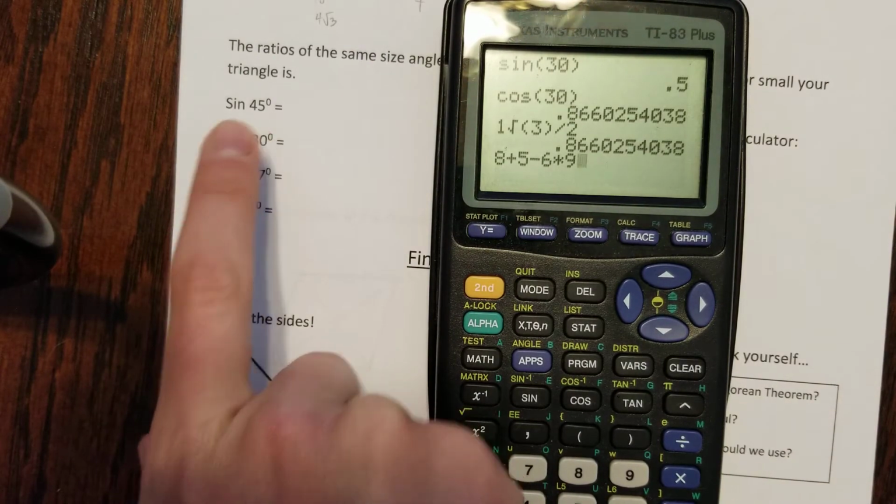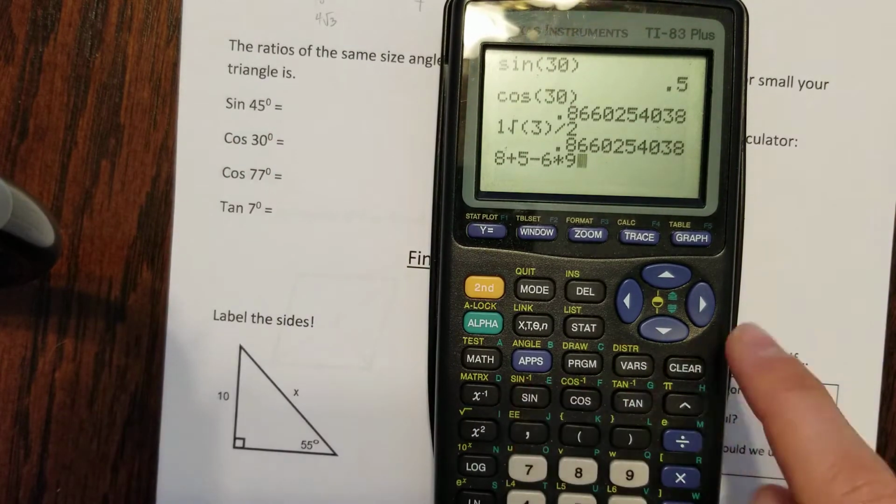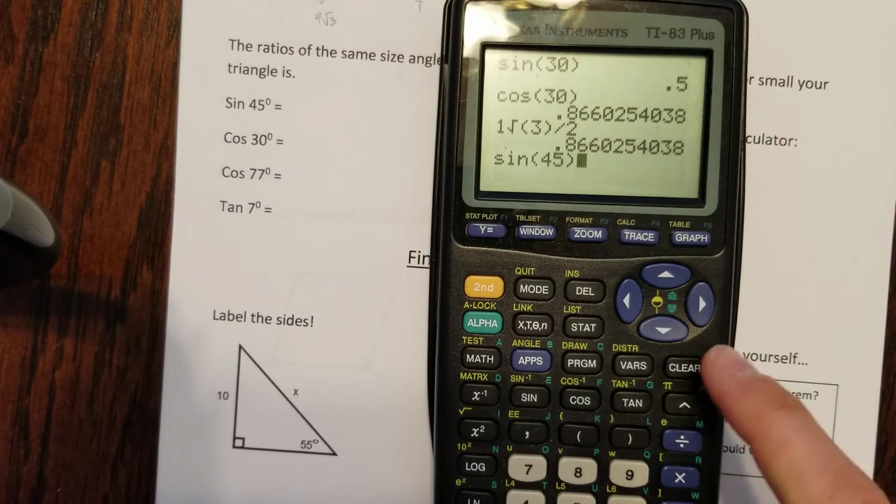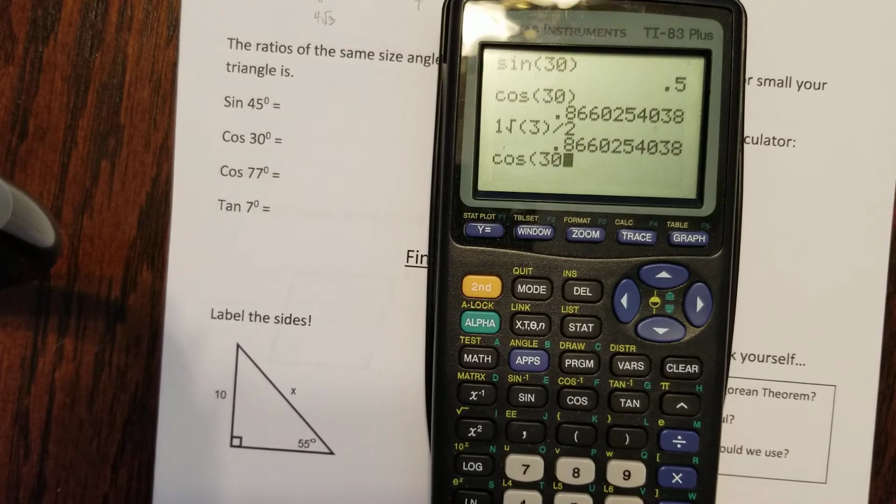So sine 45, cosine 30. So I would do sine 45, hit enter. Or I would do cosine of 30 and hit enter.